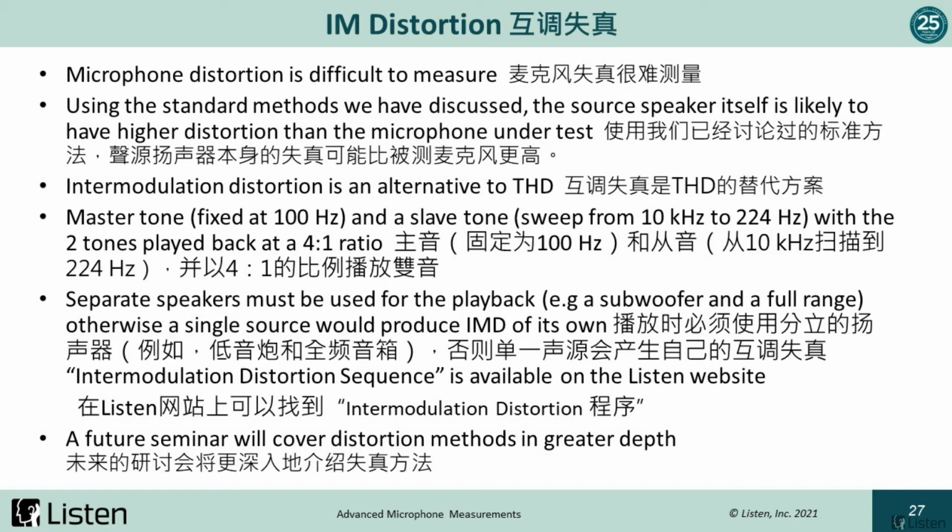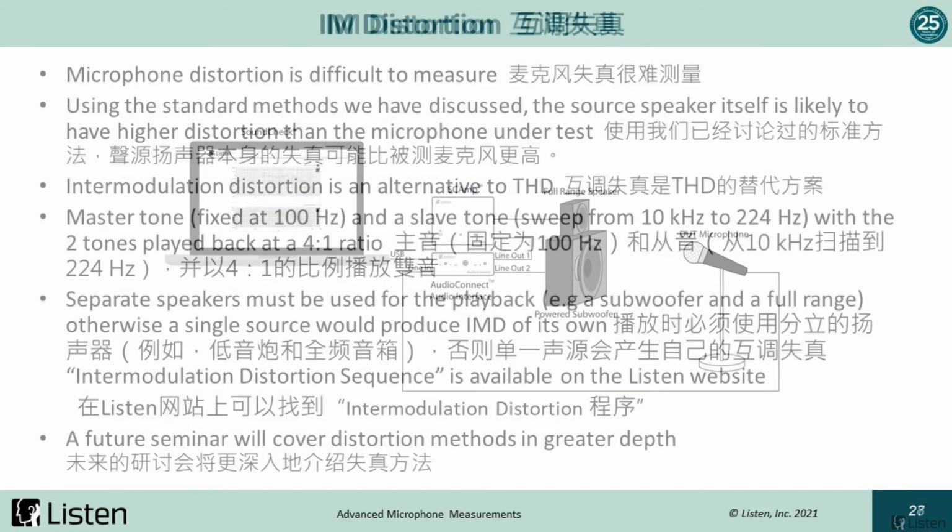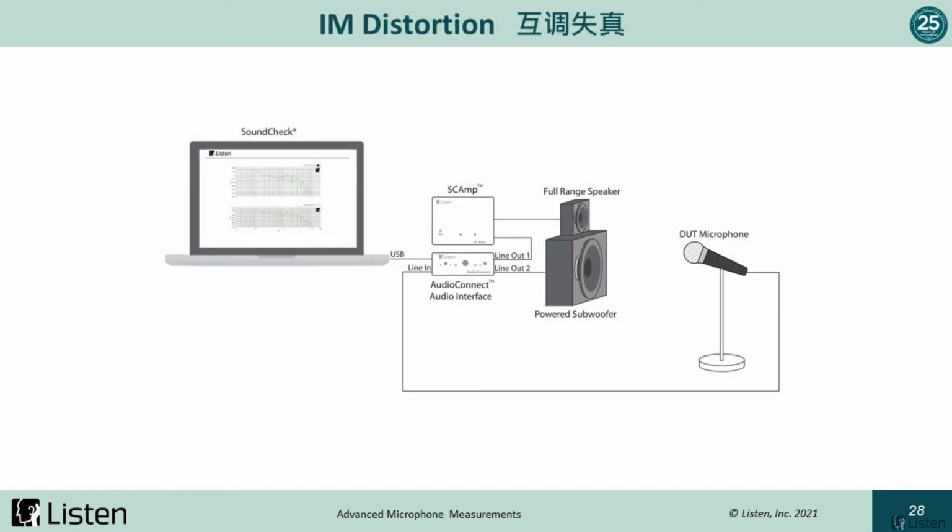So we won't do a demonstration of this today, but I will show you just a brief schematic of a setup that could be used for this type of measurement. We have our SoundCheck PC. We have an amplifier to power our full range speaker. We have an Audio Connect interface, and this assumes a powered subwoofer, so we have a line output to the powered subwoofer. We have a line out to the SC amp powering the full range speaker, and then we have our microphone under test out here in front of the speaker array.